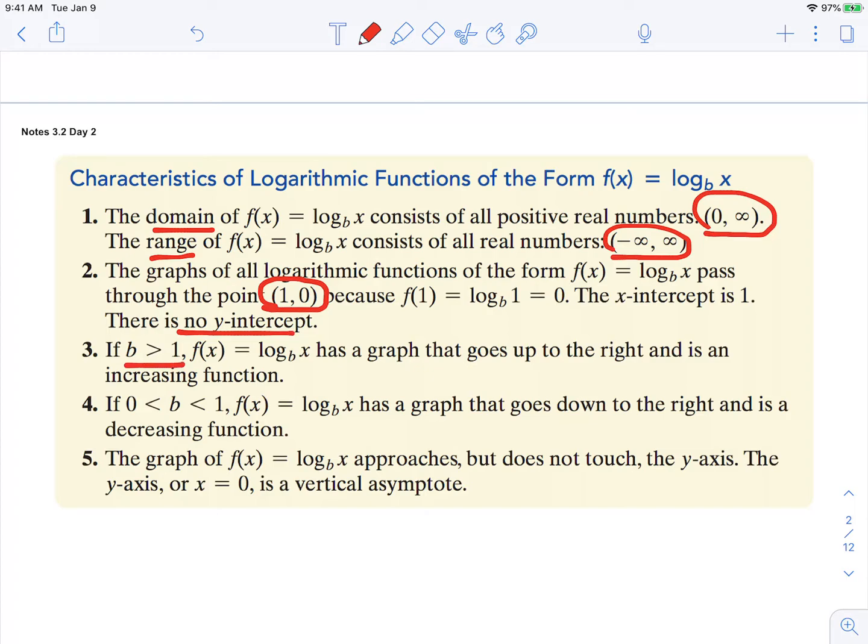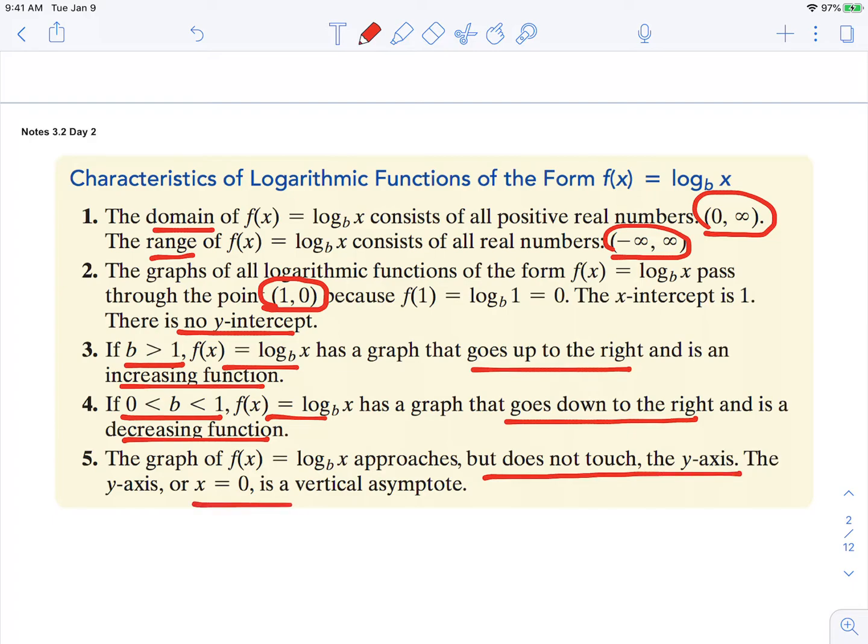If the b value in the logarithm is greater than 1, it goes up to the right and is increasing. If the b value, the base, is a fraction or a decimal, that logarithm is going to go down to the right and it's a decreasing function. And the last thing is as x approaches 0, the graph does not touch the y-axis. So that means there's a vertical asymptote at x equals 0.